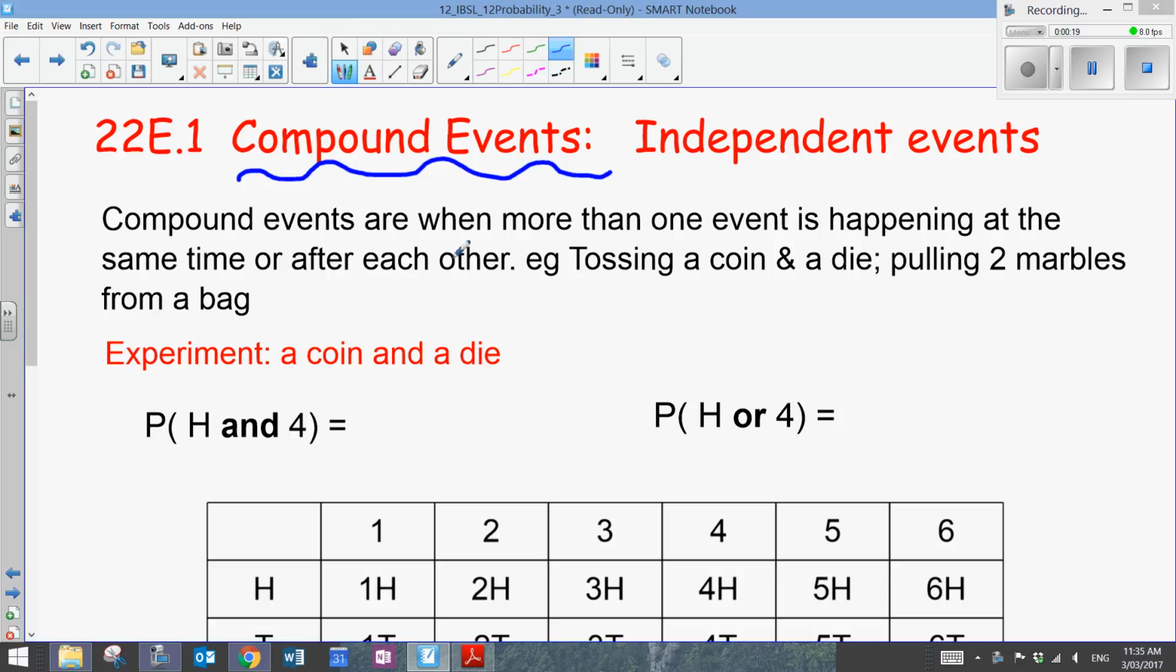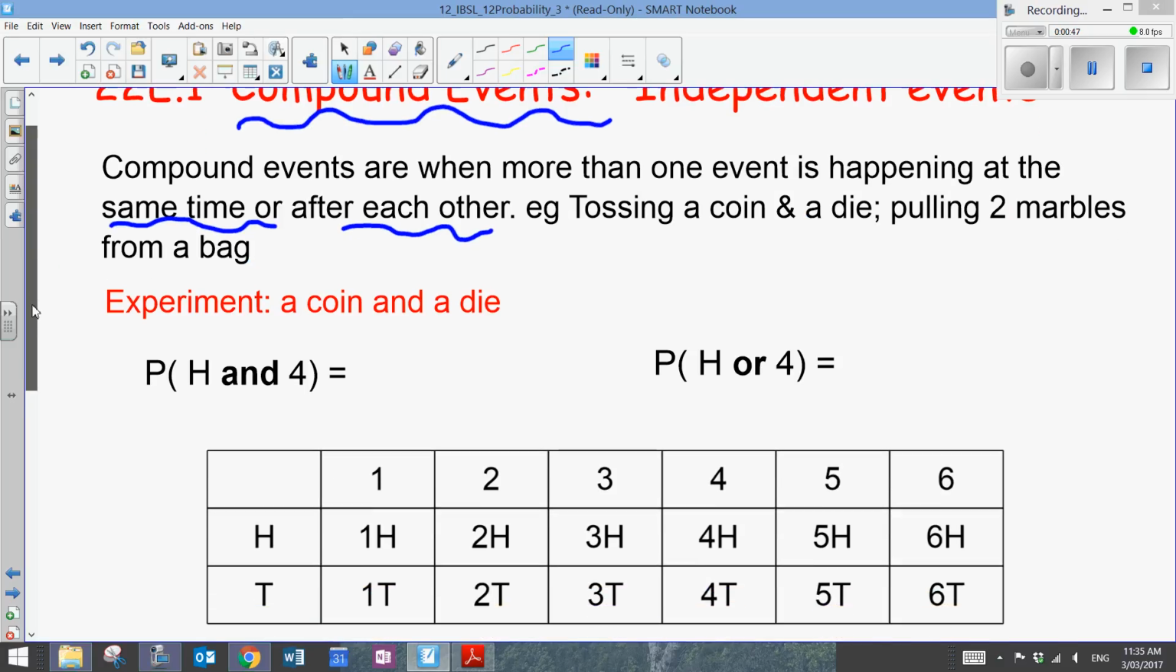So compound events are when more than one event is happening at the same time, or one directly after the other. For example, tossing a coin and rolling a die, or pulling two marbles out of a bag. If you pull two marbles out of a bag one directly after another, the probability might change depending on whether you replace the marble in between those two draws. So you have to think of how the experiment is set up.